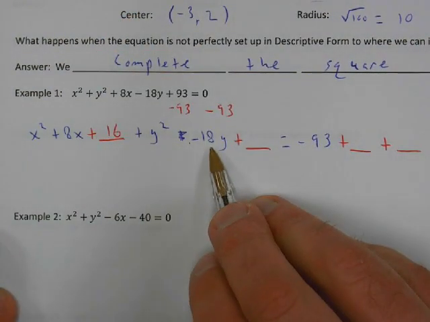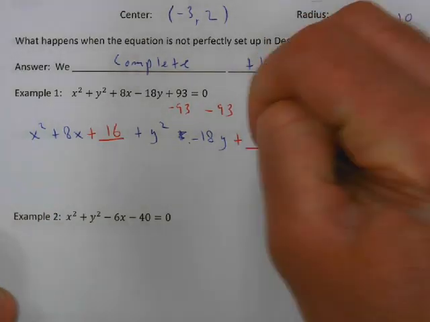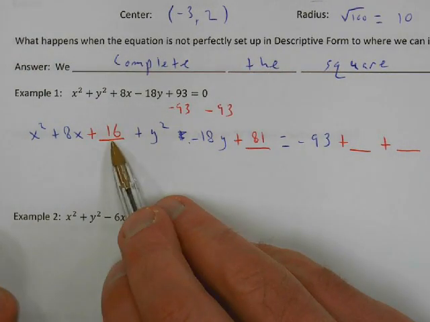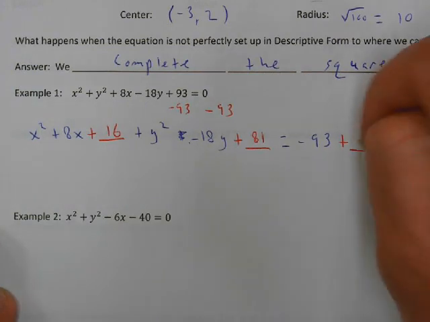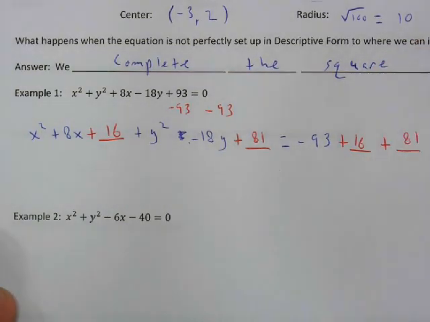Half of negative 18 is negative 9. Negative 9 squared is 81. Okay, so I'm just writing the number here. On some other examples, maybe I'll put what I squared to get that number. And then since I added 16 to this side, I need to add 16 to the other side. Same with the 81, I need to add it to the other side as well. Okay? All right.